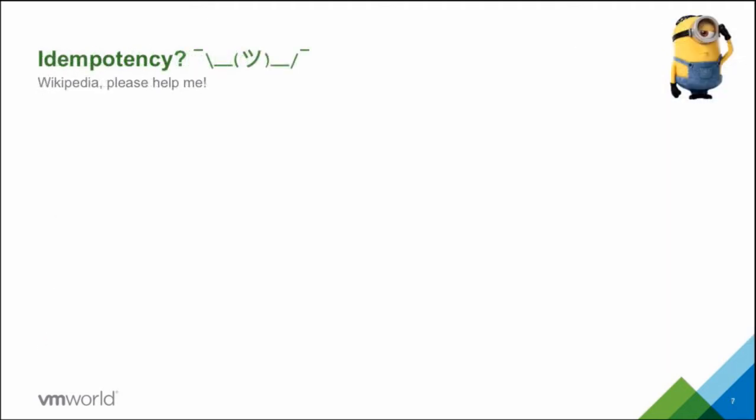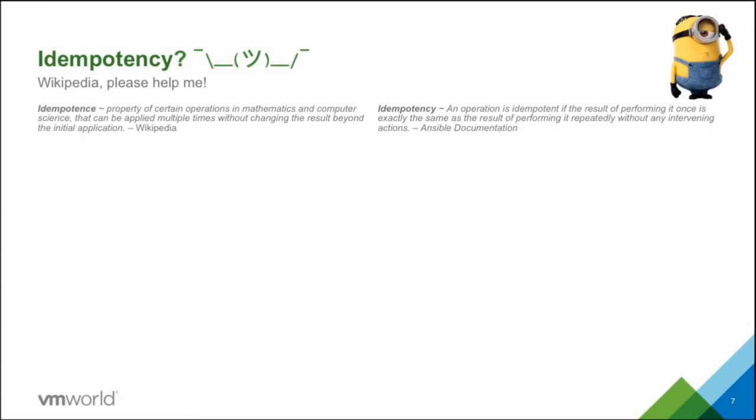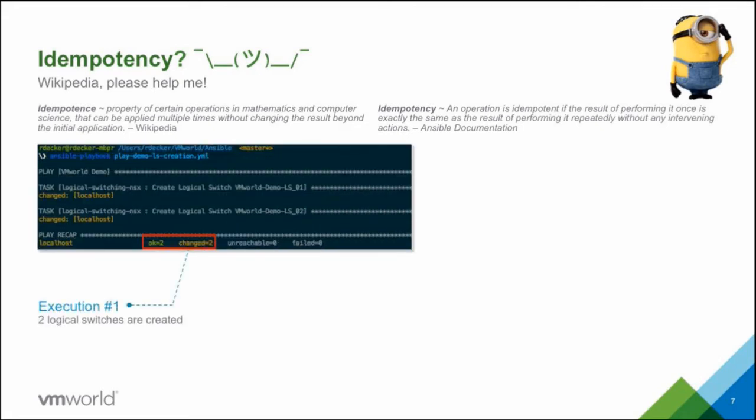So I mentioned idempotency. Usually when you don't know a word, the first thing you do is go to Wikipedia. In that case, it's not really helpful because it's a mathematical definition. So for Ansible, an idempotent operation is one where the result is exactly the same if you repeat it once or multiple times. So it's like an elevator button. When you press the elevator button one time or multiple times, the result will be the same. So translated in Ansible, if I have a playbook creating two logical switches, the first time I execute it, the two logical switches will be created.